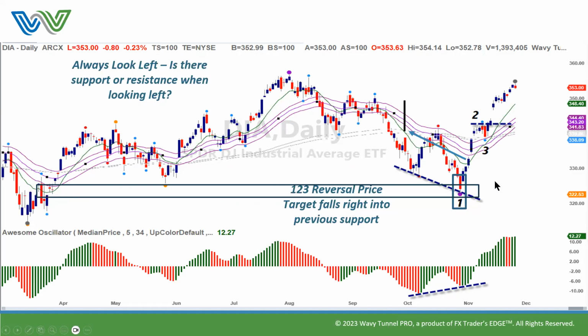Traders look at supply and demand. I call it support and resistance. That's the way I learned it, but you can say supply and demand. So you want to look left for that. And then the 1, 2, 3 reversal price target falls right into previous support. So that's really important as well.